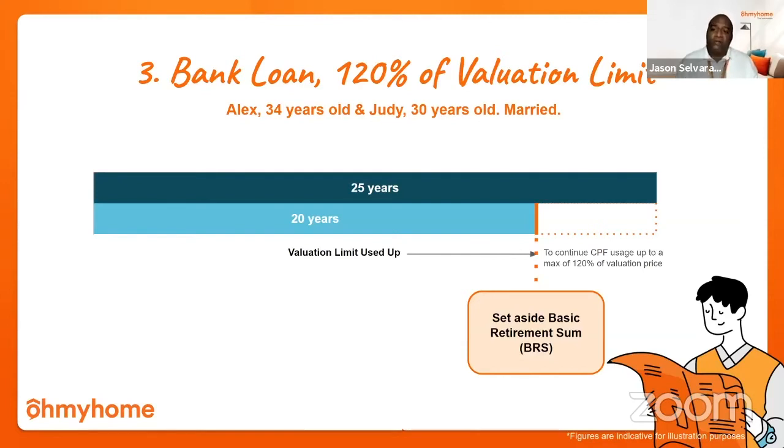So now that we have seen both options of HDB loan and bank loan, the main difference between the two is that even after setting aside the basic retirement sum for the HDB loan, there is no limit on the usage of CPF. Whereas for the bank loan, the buyers can only use up to 120% of the valuation price. So in this particular scenario, that would translate to a maximum of $600,000, which is more than sufficient to pay for this home. Yeah, that's right.